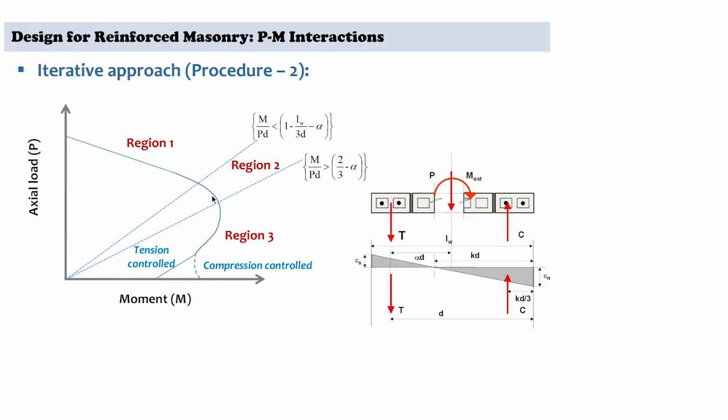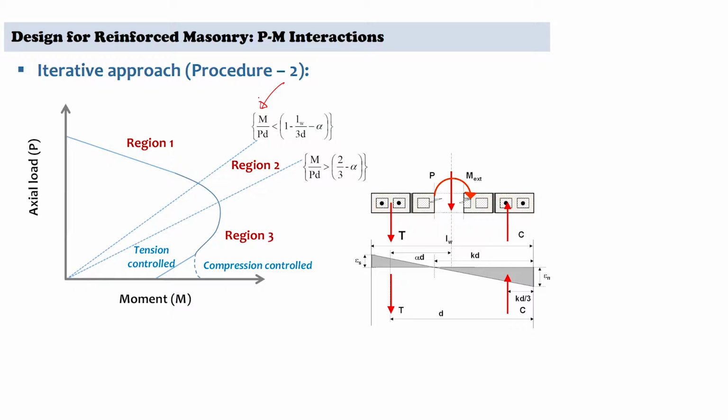Regions 1, 2 and 3, the first region is up to a point where the wall cracks. So, what we basically do is we use a non-dimensional parameter, and we will come to define the non-dimensional parameter M by PD. As you are aware, M by P has been our definition for eccentricity. So, we are really looking at M by P, eccentricity, divided by d. So, it becomes a non-dimensional parameter.